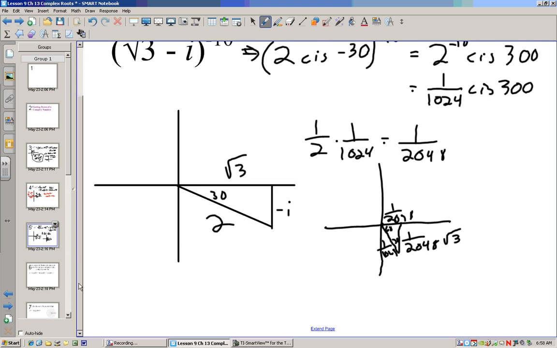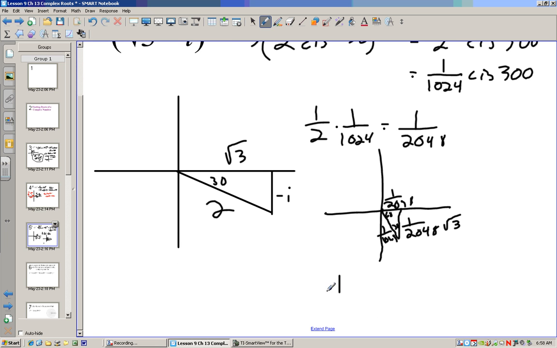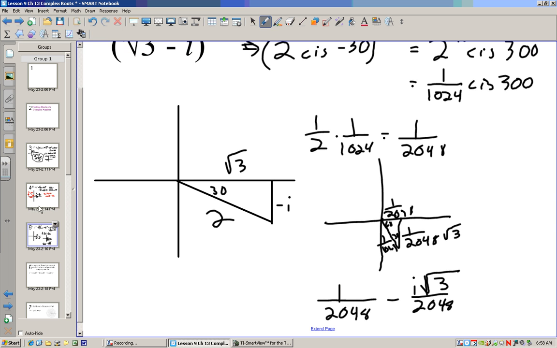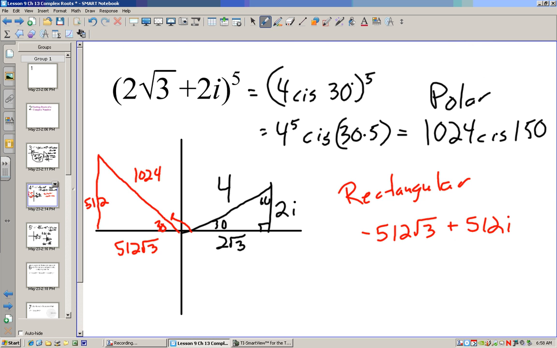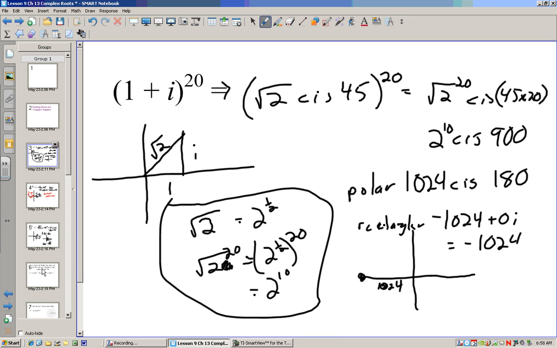So this would be 1 over 2,048 minus 1 over 2,048. Maybe even on the top I could put root 3 over 2,048. Ooh, we need an i. Forgot about the i. Did I put the i's on? Wonderful.